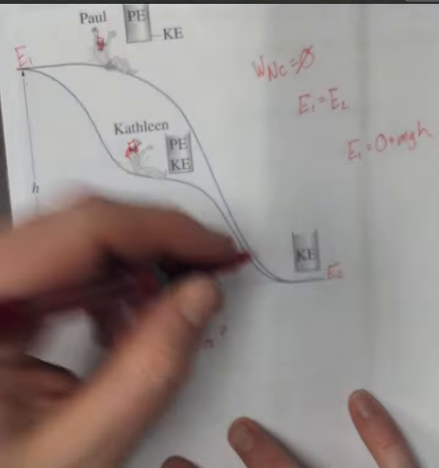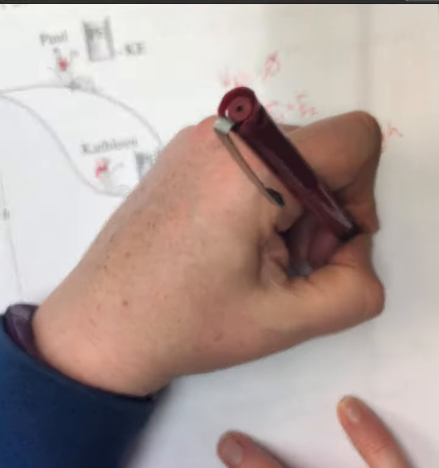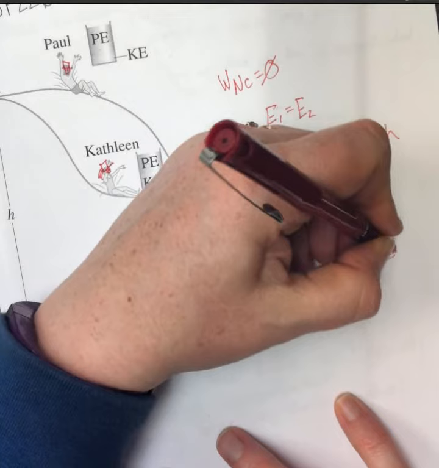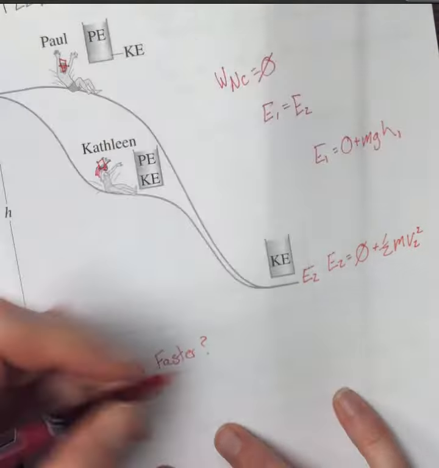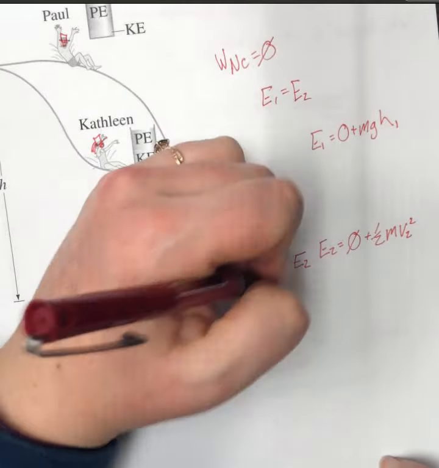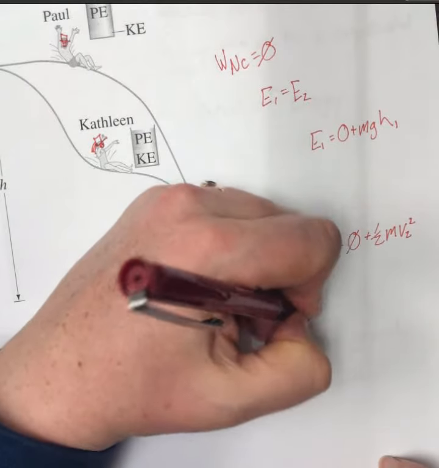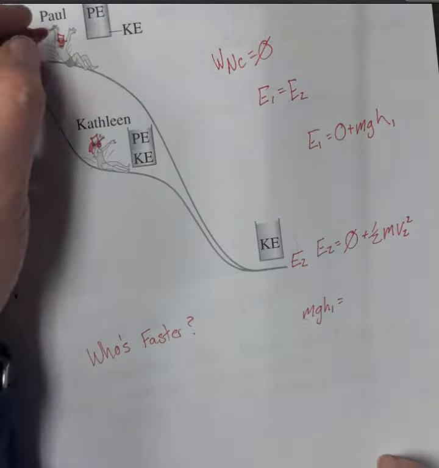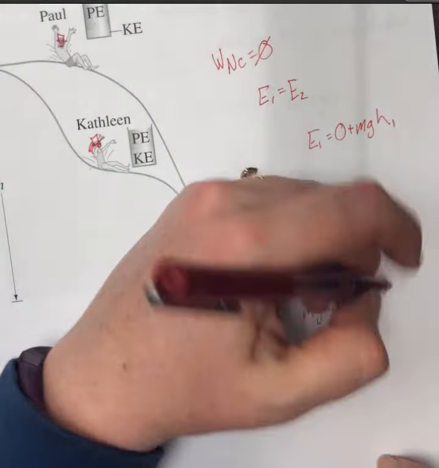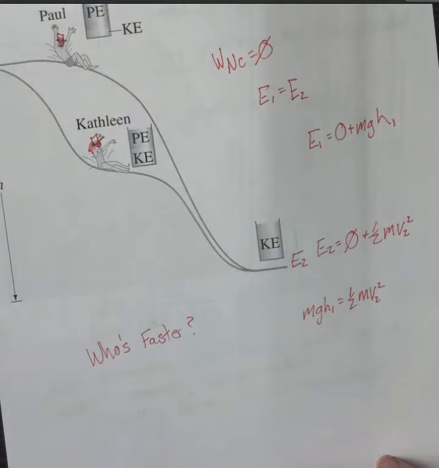And we know that at E2, since the height is equal to 0, E2 is going to be equal to 0 plus 1/2 mv squared for V2. So that means that for both Paul and Kathleen, if E1 equals E2, because we're experiencing conservation of mechanical energy, then mgh1, which is the same for both of them. Paul and Kathleen don't necessarily have the same mass, but we'll find out if that matters in a second. 1/2 mv2 squared. Oh, guess what? It doesn't.